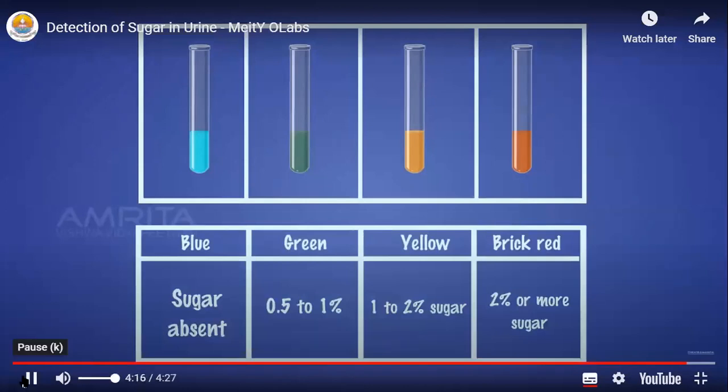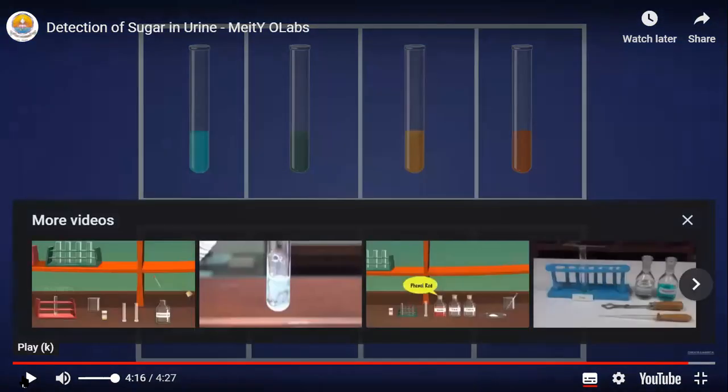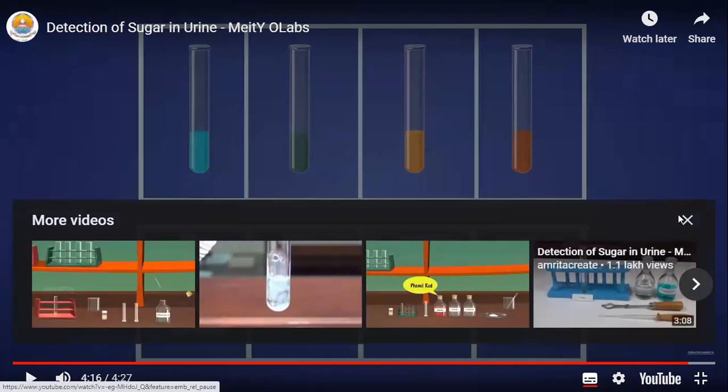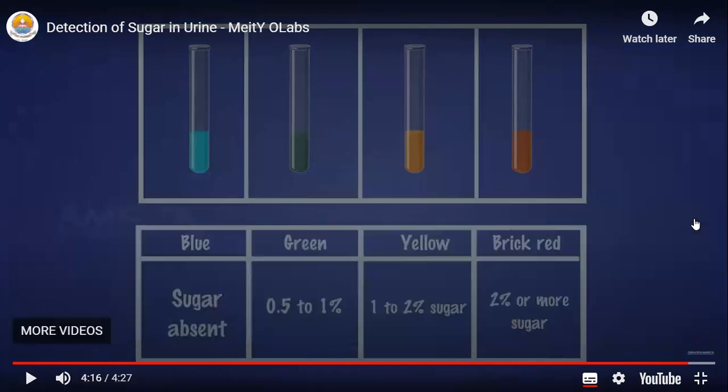So on the basis of which color precipitate is formed: if green, then the percentage of sugar is less, and if the sugar is more in the sample, it will be yellow, and if it is very much, 2% or more sugar, then it is red color. Okay.